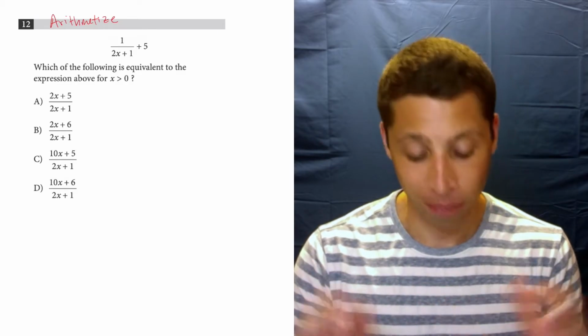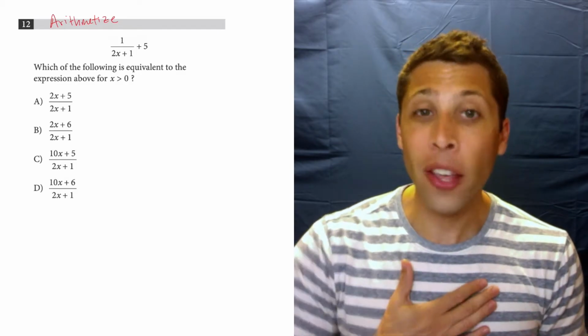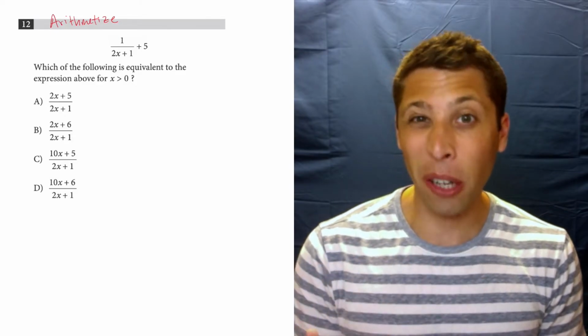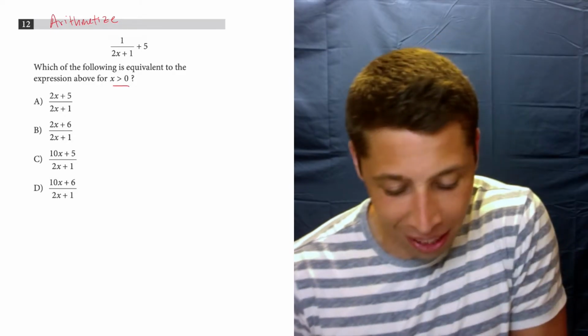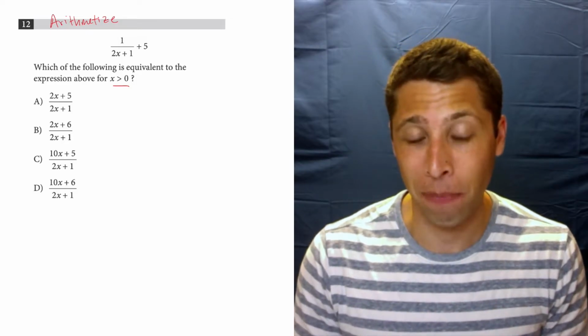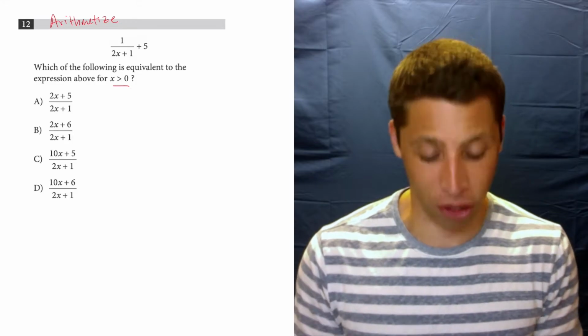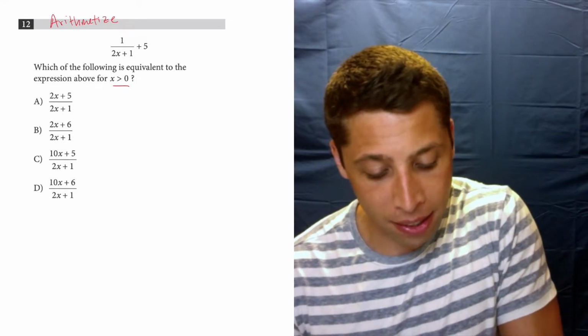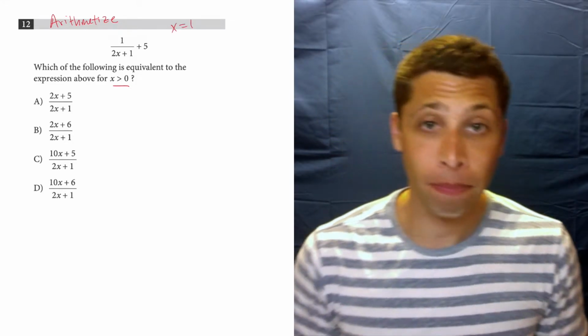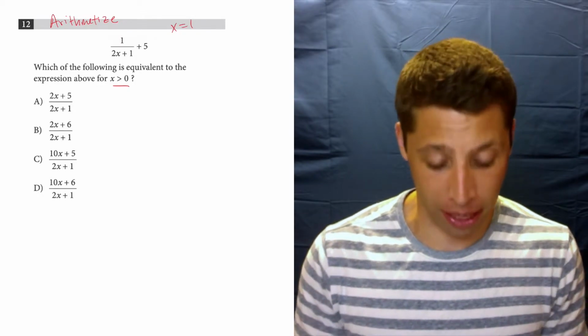with numbers. In this case, the thing that I would love to use, 0, can't really work because they told us that x has to be greater than 0. So I'm not going to tempt the algebra gods. I'm just going to follow their instruction. And I'm going to instead make x equal to 1. Okay, it's the simplest number I can think of.